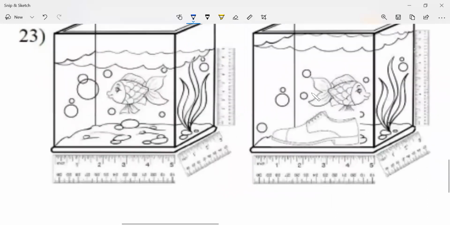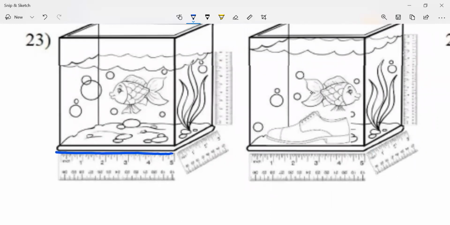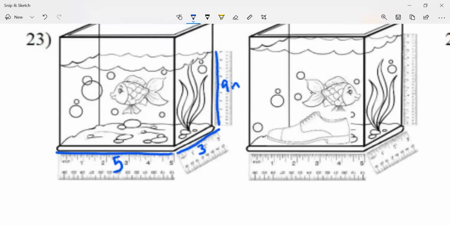My figure on the left, right now it looks a little blurry, but on your screen, when you do your homework, it should look better. I'm gonna say this measurement at the bottom is gonna be 5 inches. I'm gonna use that ruler given. So it's gonna be 5 inches. This measurement at the side is going to be 3 inches. And in my case, this height right here is going to be 9 inches. So that's the fish tank with water, fishes, and everything without the shoe.